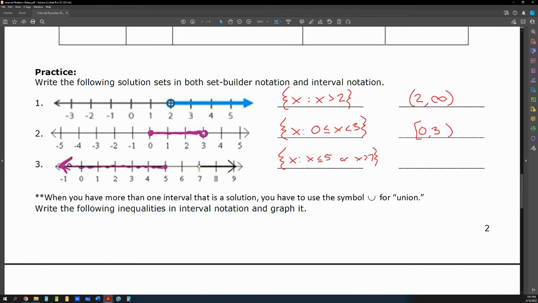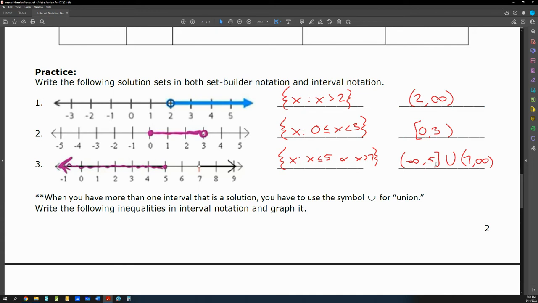So to write x is less than or equal to 5, we're going to say from negative infinity to positive 5 and including 5. Now we also want to consider the other set. So we're going to say union x greater than 7. So that's going to be from 7 to infinity, and we're not including 7. So this is our answer in interval notation.